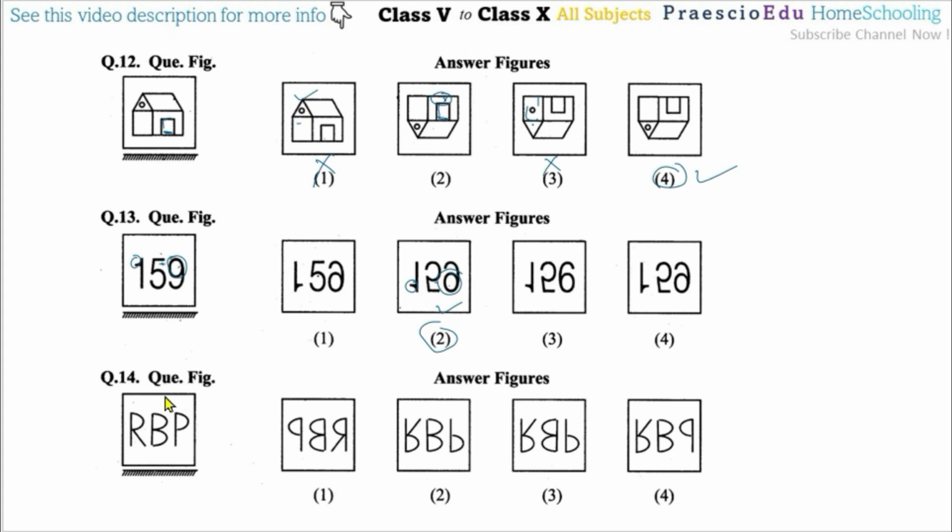Now question number 14. For this one, option number 2 is the correct one. If you keenly observe, the R will be reflected like this one, and the B, this bigger size will be at the top and the small one at the bottom side, and this P will be like this one, and this is given in option number 2.